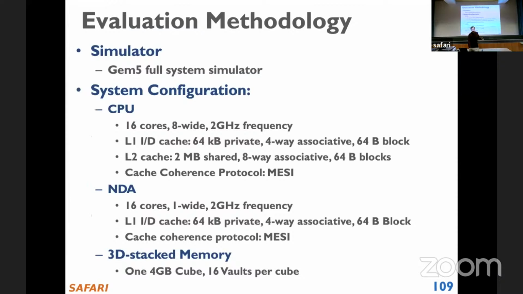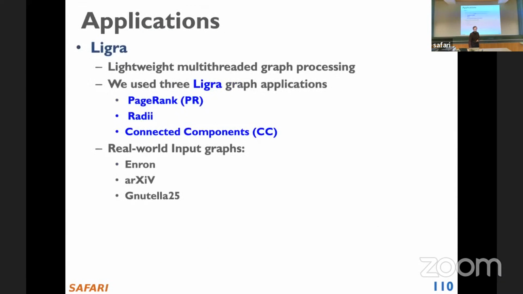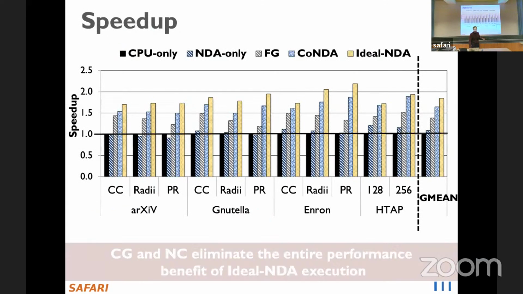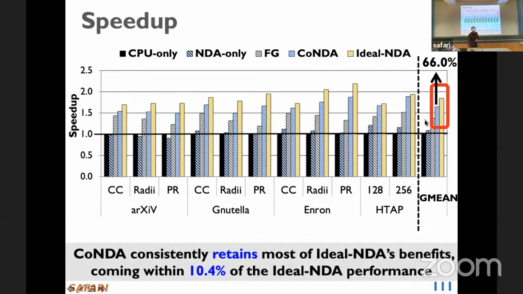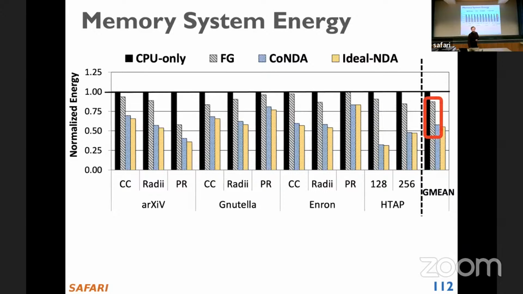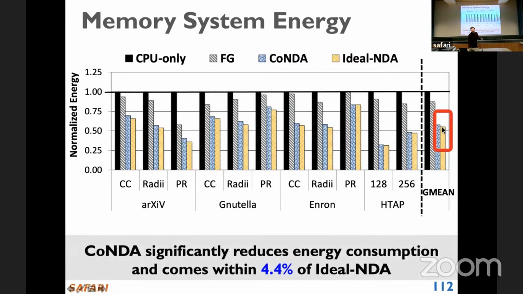Okay. So I will not talk a lot about evaluation, but basically it's a full system simulator. And essentially there are a bunch of applications. You can read about them. Essentially, we already discussed that. But basically, the benefits of this mechanism are not that bad, let's say. It gets close to ideal and much better than existing mechanisms for coherence. And I think you can read the results. Memory system energy is also good. You can see that we're very close to ideal NDA. So not that bad also.